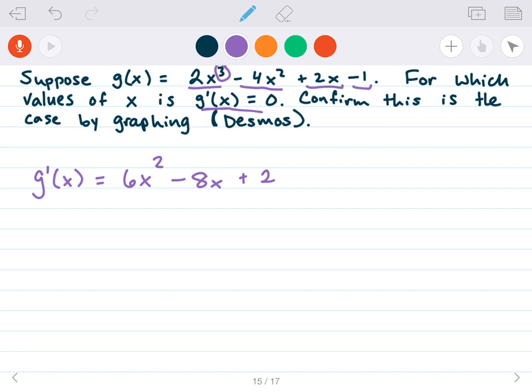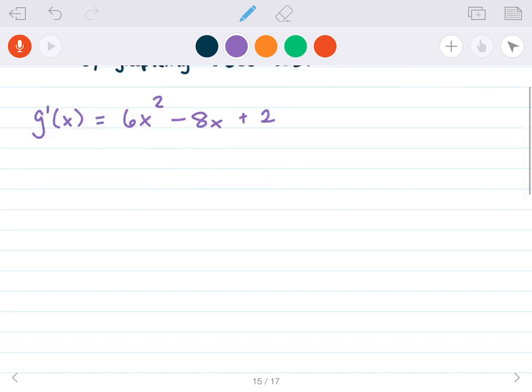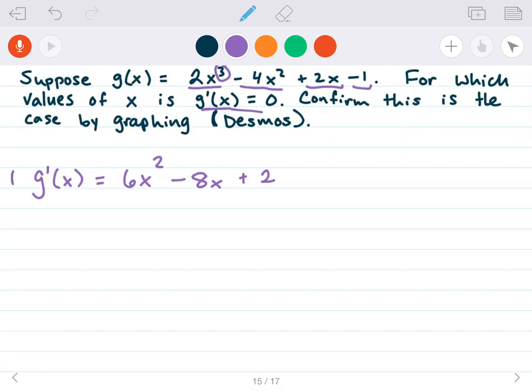Now we need to set it equal to 0. Let's go ahead and do it. So this is my step 1. My step 2 is I'm setting it equal to 0. I'm doing just what the problem tells me to do. So I have 6x squared minus 8x plus 2 equals 0. And I want to solve for x.